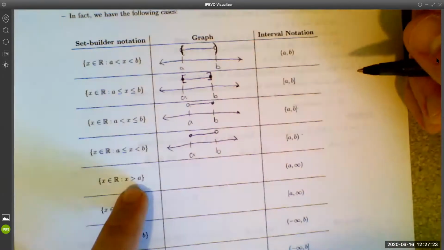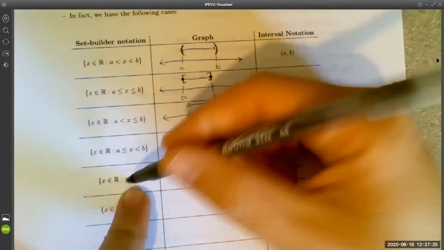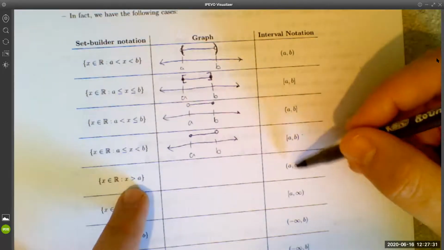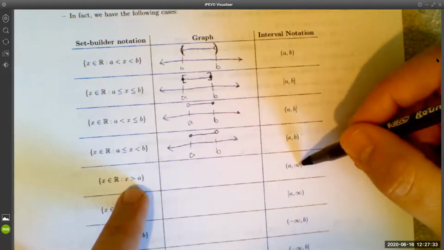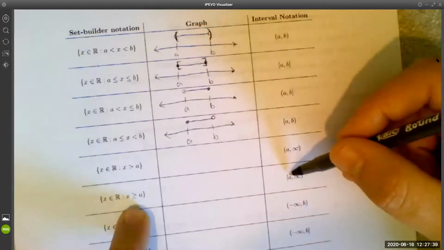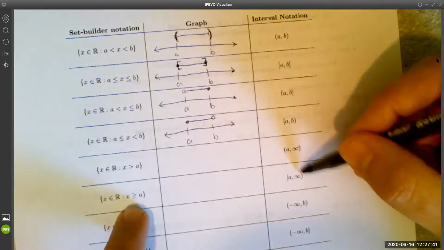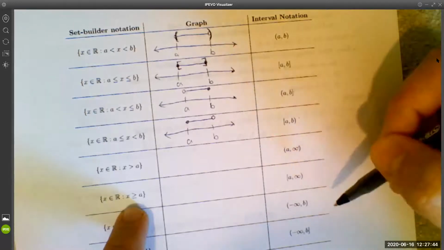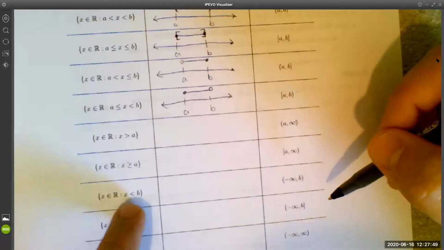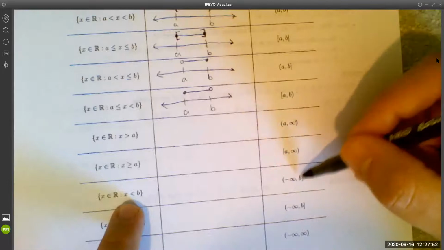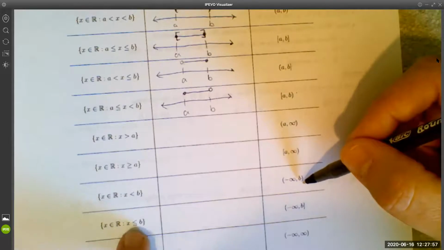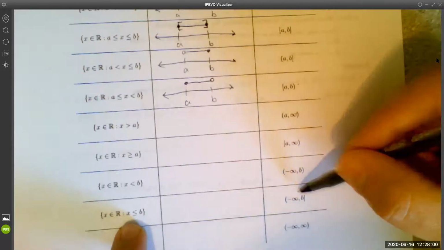If you don't have an upper bound, so if you're looking at all of the numbers bigger than A, then in interval notation, we would just use an infinity sign. We would say this is all the numbers between A and infinity, not including A. If we want to include A, then of course we put a square bracket on the A. But with the infinity symbol, we always use a rounded parenthesis. Same thing if there's no lower bound. If we're looking for all the numbers less than B, then we would say negative infinity to B. And again, not including the B, so we use a rounded parenthesis. If we wanted to include the B, then we would use a square bracket.